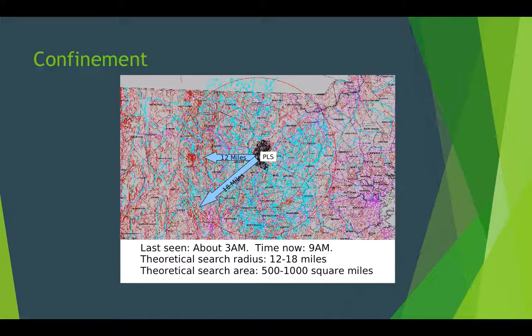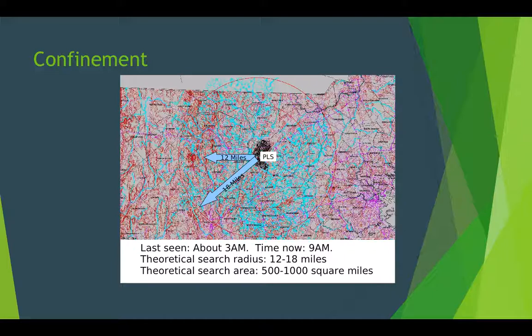Which brings us again to the notion of confinement. This graphic demonstrates a potential logic for the confinement in an area. If the last time somebody saw the lost person at the point last seen, which is the center of this particular map, was 3 a.m., and the time it now is 9 a.m., there's a theoretical search radius of 12 to 18 miles.